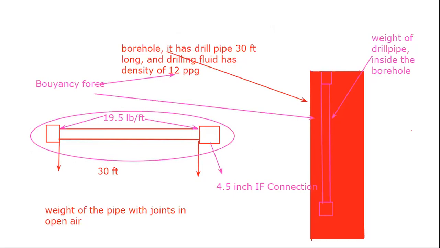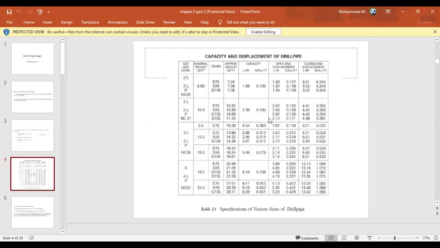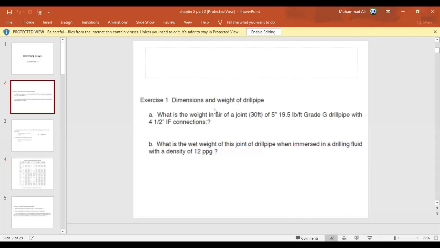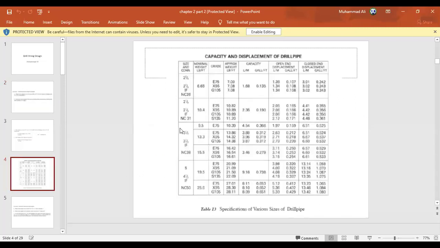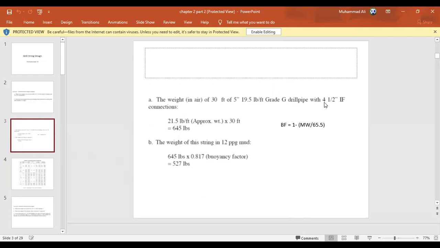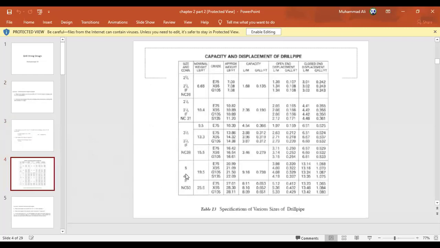So now let's go back and look at it. Here it is, this is the table we have. We said that we have a pipe here which is 5 inch. So we will go here and find the 5 inch. Here is the 5 inch. Now we said that the connection joint here is 4.5 IF connection. So here is the 4.5 IF connection. We are looking at this section. We are concerned with this section, not the other sections, because they are talking about the smaller pipes, 2 3/8, 2 7/8, 3 1/2, and so on.